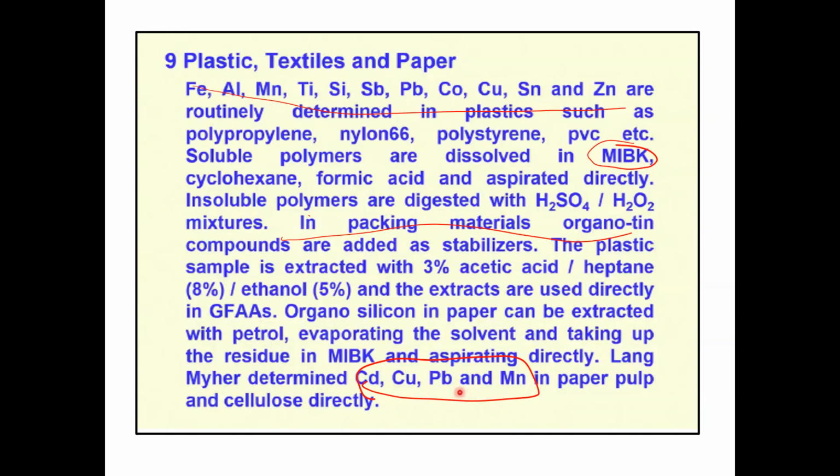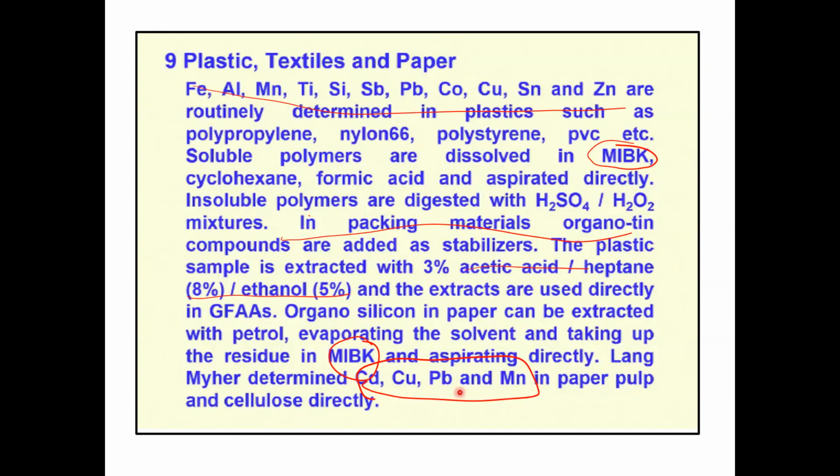Organotin compounds are added as stabilizers in packing materials. In that case, the plastic sample is extracted with 3% acetic acid or these different solvents, and the extracts are used directly in graphite furnace AAS. Okay, organosilicon in paper can be extracted with petrol, evaporating the solvent and taking up the residue in this solvent and aspirating directly. So these are different applications.